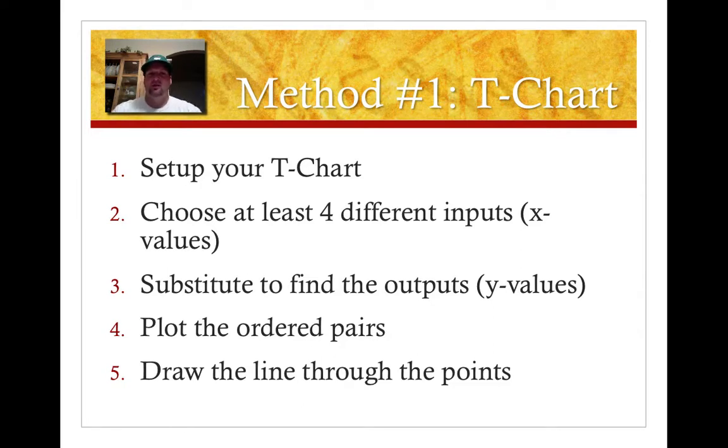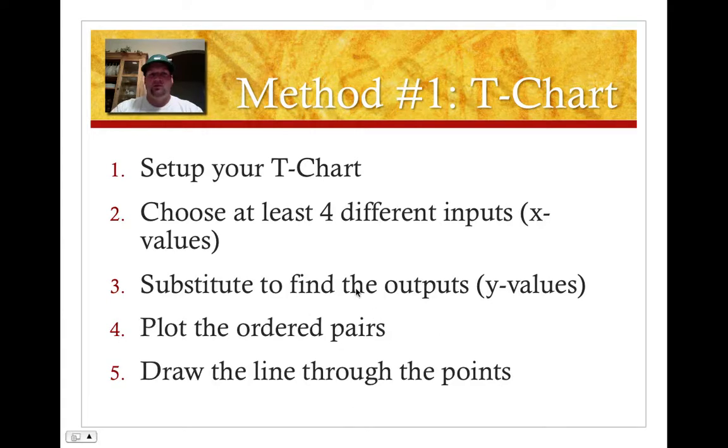So here are the steps: create your t-chart, set it up, organize yourself. Choose at least 4 different inputs, and I choose 4 there. It only takes 2 inputs or 2 points to make a line, but what I've found is that the more points you have, the better off you're going to be. Say for instance you choose 2 points, it makes a line, but it may be incorrect. Whereas if you choose 4 points, and one of your points is off, then you can go back and check your work and make sure that that point is correct and it fits on your line. So 2 points is the minimal, more is better.